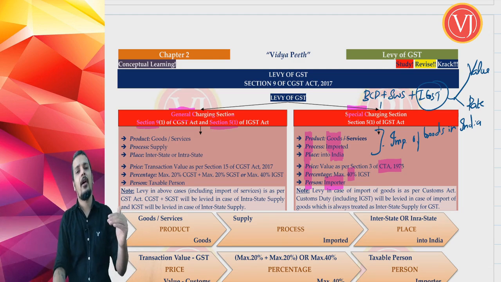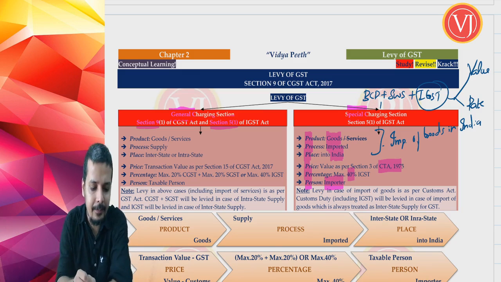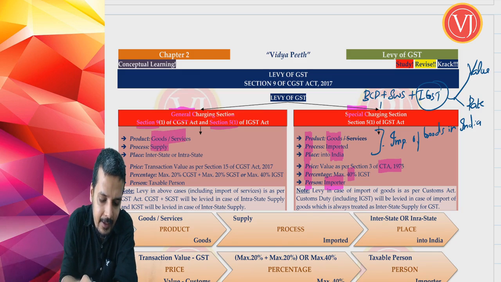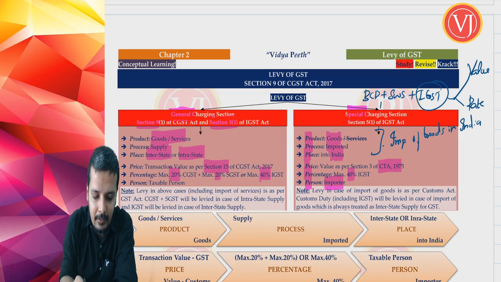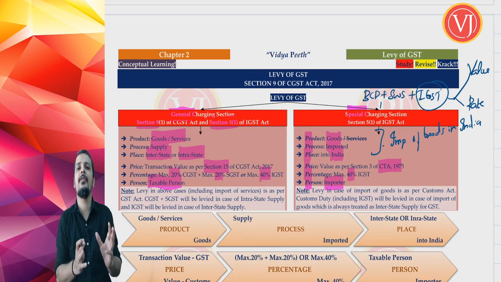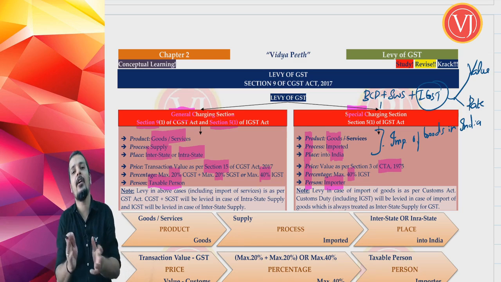Where you talk about product being both goods or services, process, supply, place, interstate or intrastate, price being assessable value as per section 15, percentage if it is IGST maximum 40, CGST, SGST maximum 20, 20 respectively, and person being taxable person. So the normal charging section is the same for section 9 of the CGST Act and section 5 of the IGST Act.